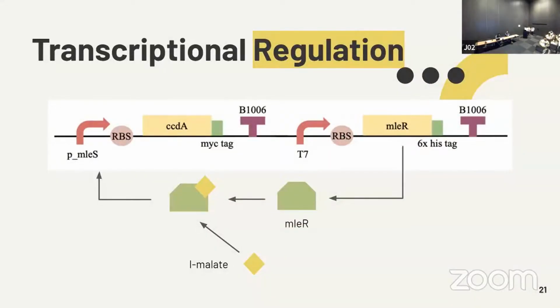For the transcriptional regulation of our kill switch system, we used MleR, which is a transcriptional activator responding to L-malate found in the mle operon. Essentially, what it does in our system is allow the CcdA, which is governed under the PmleS, basically the promoter region and regulon controlled by MleR, to be inducibly expressed under the presence of malate, and thus allowing us to control the concentration of antitoxin according to the malic acid concentration.